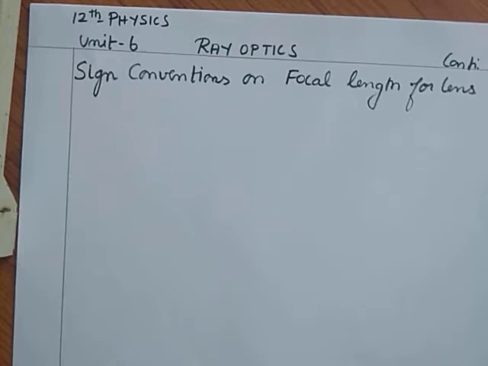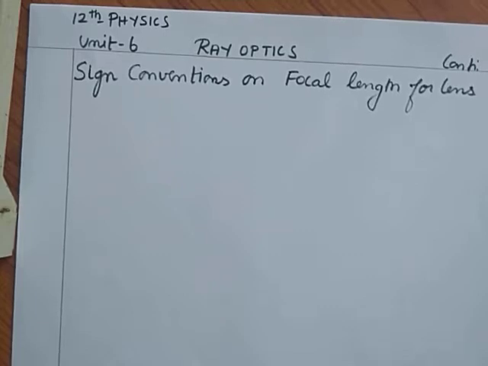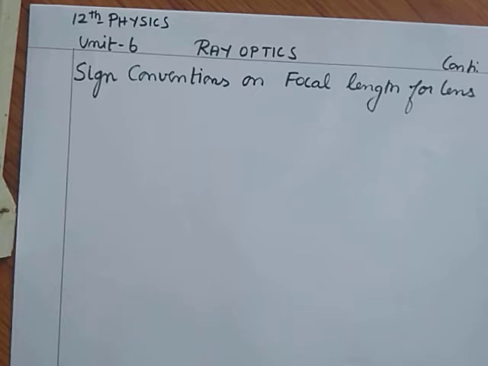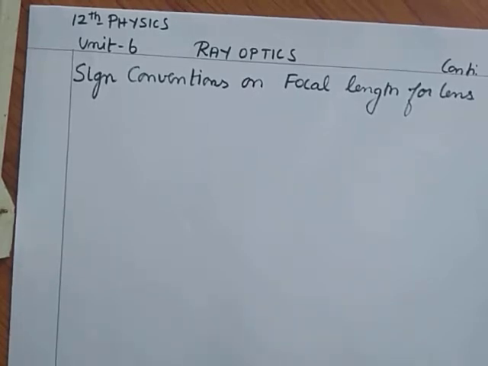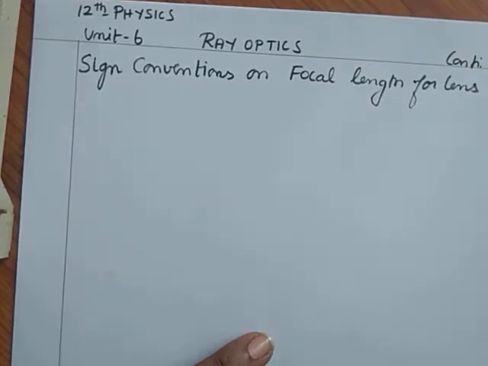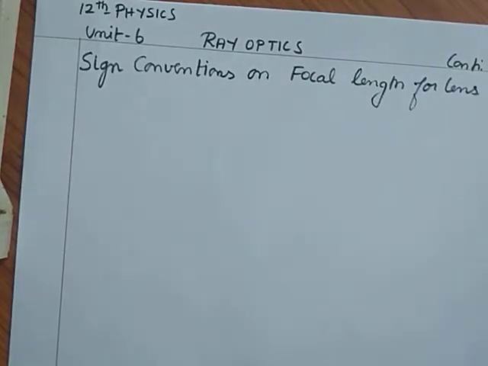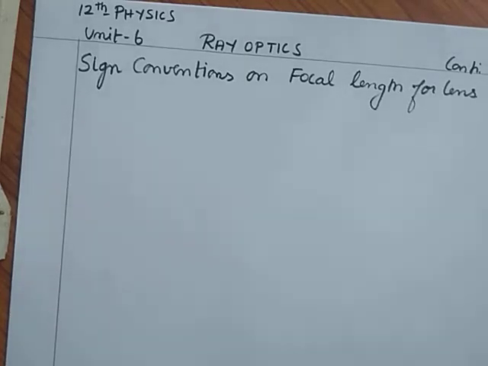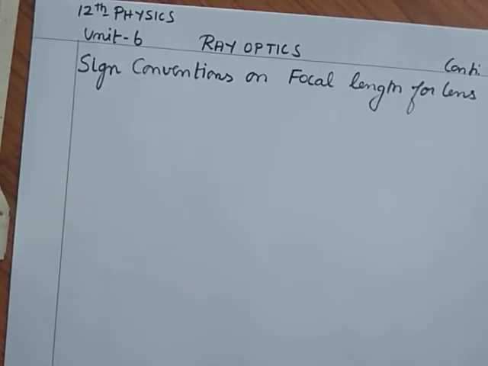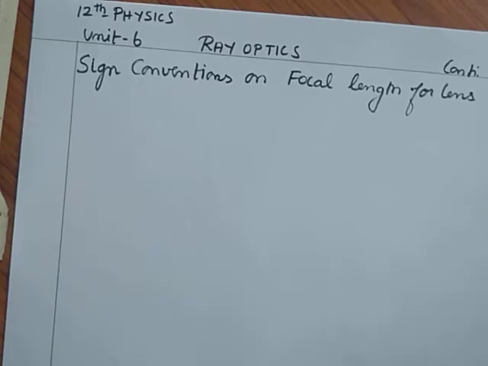Our next topic is the sign convention on focal length for lenses. We know a lens is a transparent medium having two sides, so here we are considering two focal lengths. The sign convention for thin lenses differs only in the signs followed for focal length.